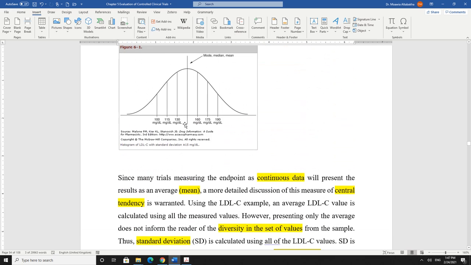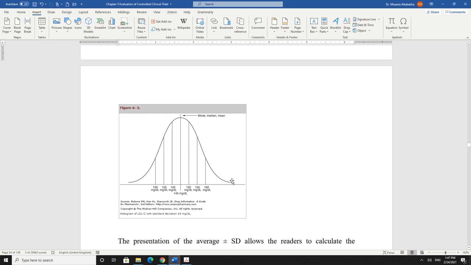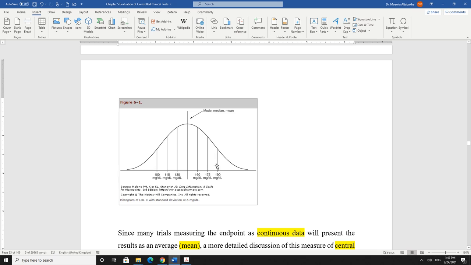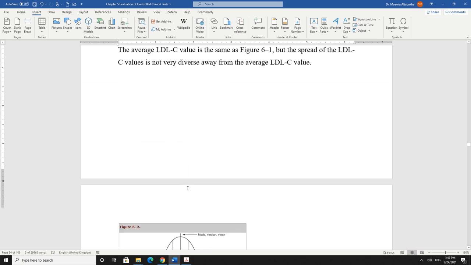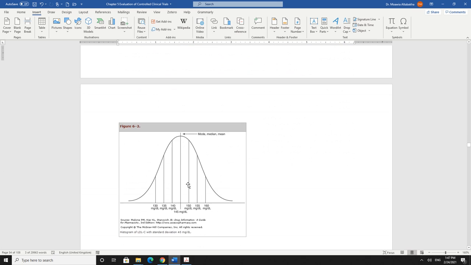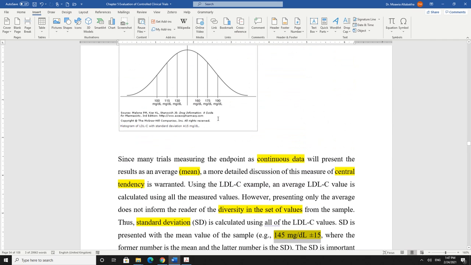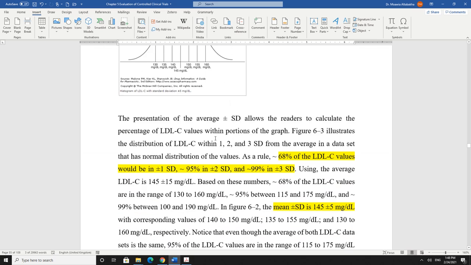Look here, let me go back. 145. But there is something different here. Yes, it's normal distribution, but the variability is less, because most of the data here are diverse. They are a little far away from each other. But here, most of them are closer to the average or to the mean value. So the diversity here is less. So let's assume that the standard deviation here is 5 rather than 15 here. Isn't 15 a lot of variability, for example, compared to 5 here?